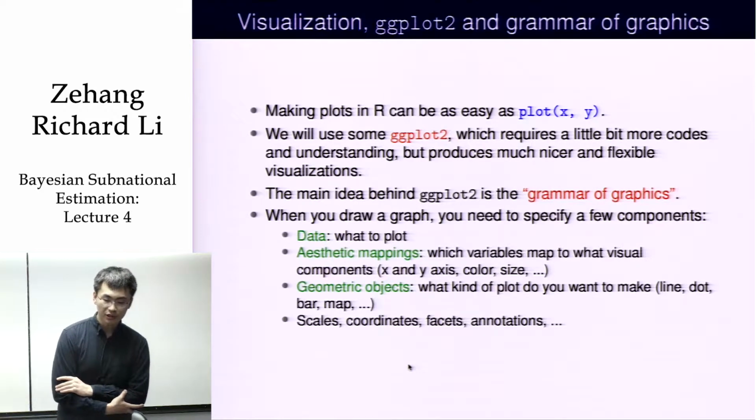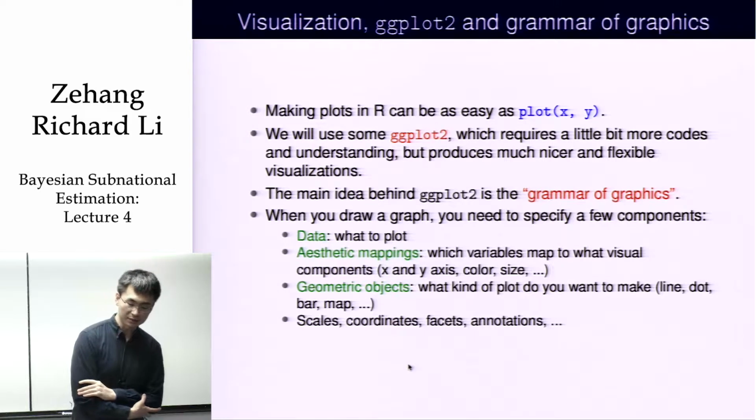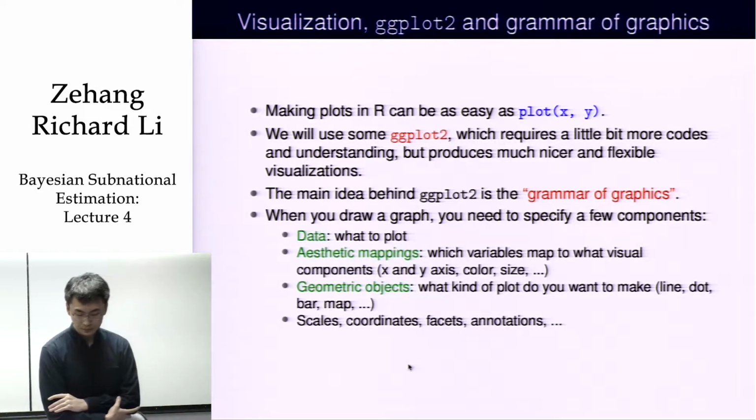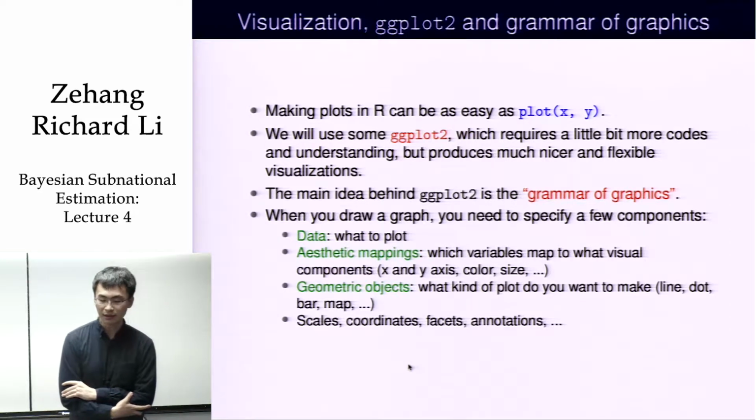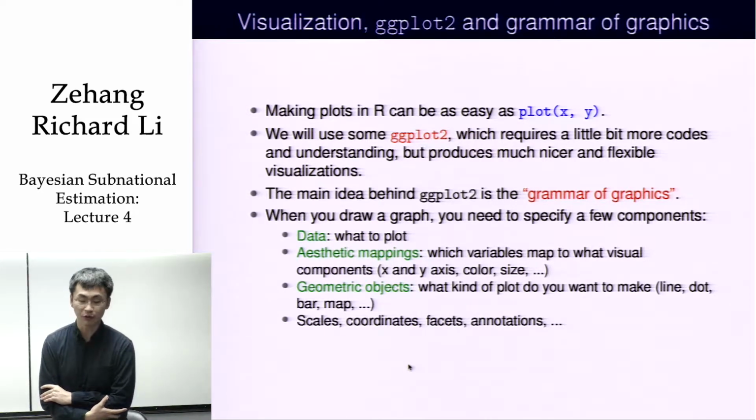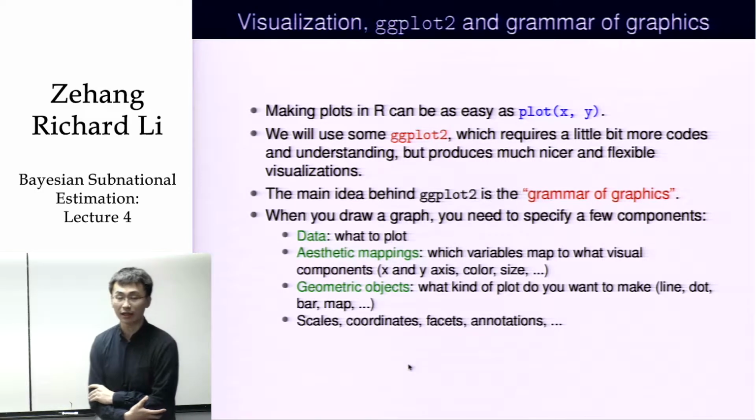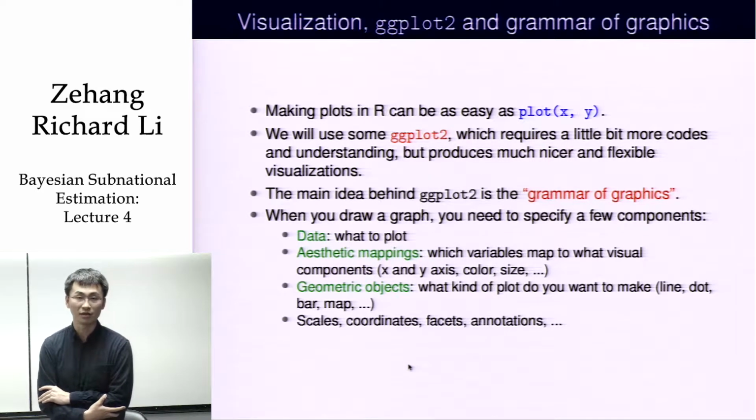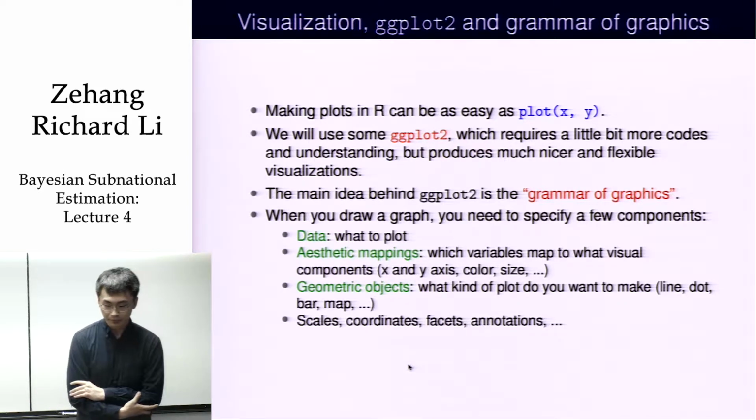Okay, so visualization. This is another topic that we'll discuss today and in subsequent lectures as well. In R, there are a lot of ways to make plots. The simplest thing is probably if you want to make a scatter plot of two variables. If you have two vectors x and y, you can simply do plot(x, y) and it will give you a scatter plot of those two variables.